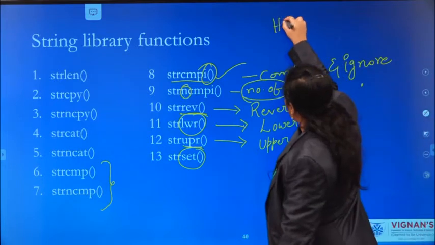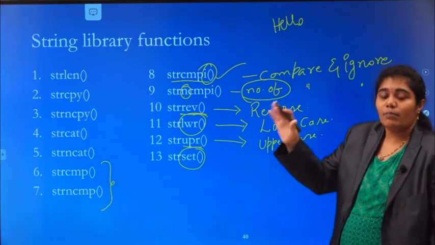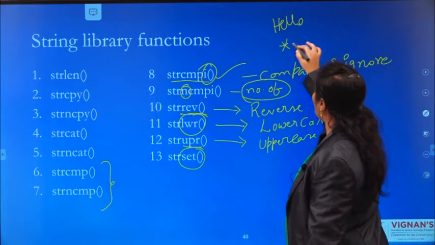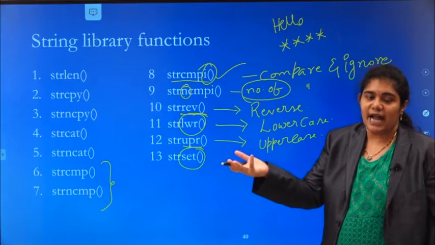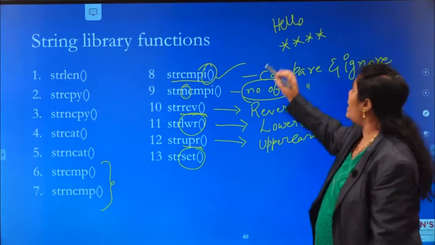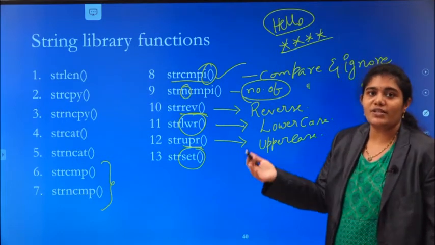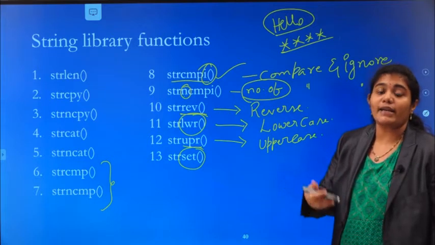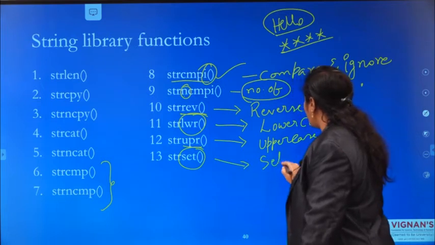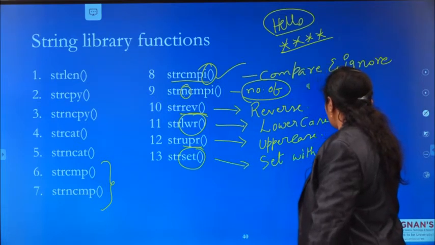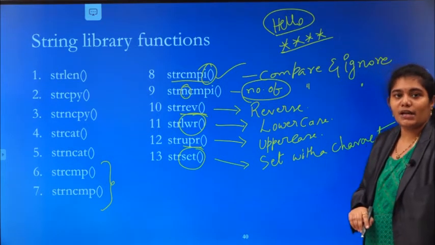Right? Like for example, in the password field, I want to give my password, but it will be visible like some stars or dollars. It will appear as a star or a dollar symbol, or any other special character or symbol. So you can make your whole given string into a particular character. You can set the given string into a specific symbol or a character, right? That is strset.